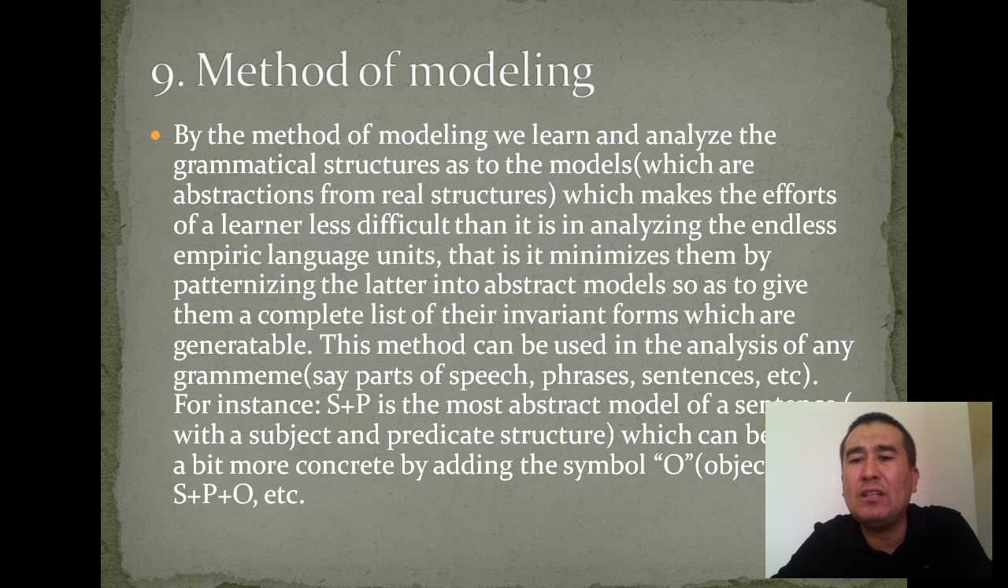This method can be used in the analysis of any grammatical meaning, say parts of speech, phrase, sentence, etc. For instance, S plus P is the most abstract model of a sentence with a subject and predicate structure, which can be made a bit more concrete by adding the symbol O, object. So, as you see, we use the method of modeling in our traditional grammar. We can encounter them in practical grammar books as well. So it's the most widespread type of modeling, I can say.